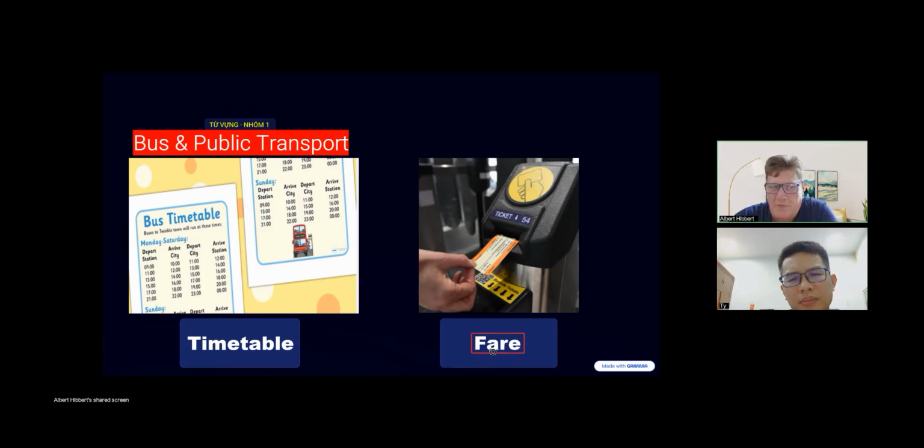So to get onto a bus, you must buy a ticket. To get on a train, you must buy a ticket. So you pay a fare to use a bus for public transport. You pay a fare to buy a ticket to make use of public transport when it comes to trains. So a fare is a ticket that you buy.